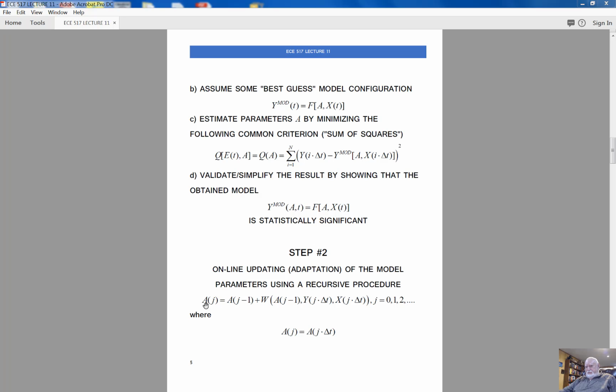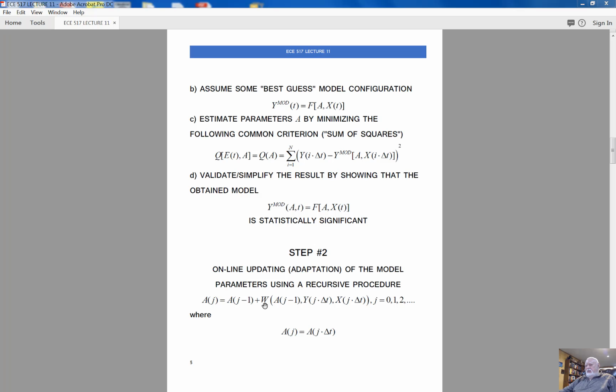looks like this. This is the new set of parameters of the model obtained at the step or iteration number j. It is equal to the old set of parameters of the model obtained at the previous iteration.